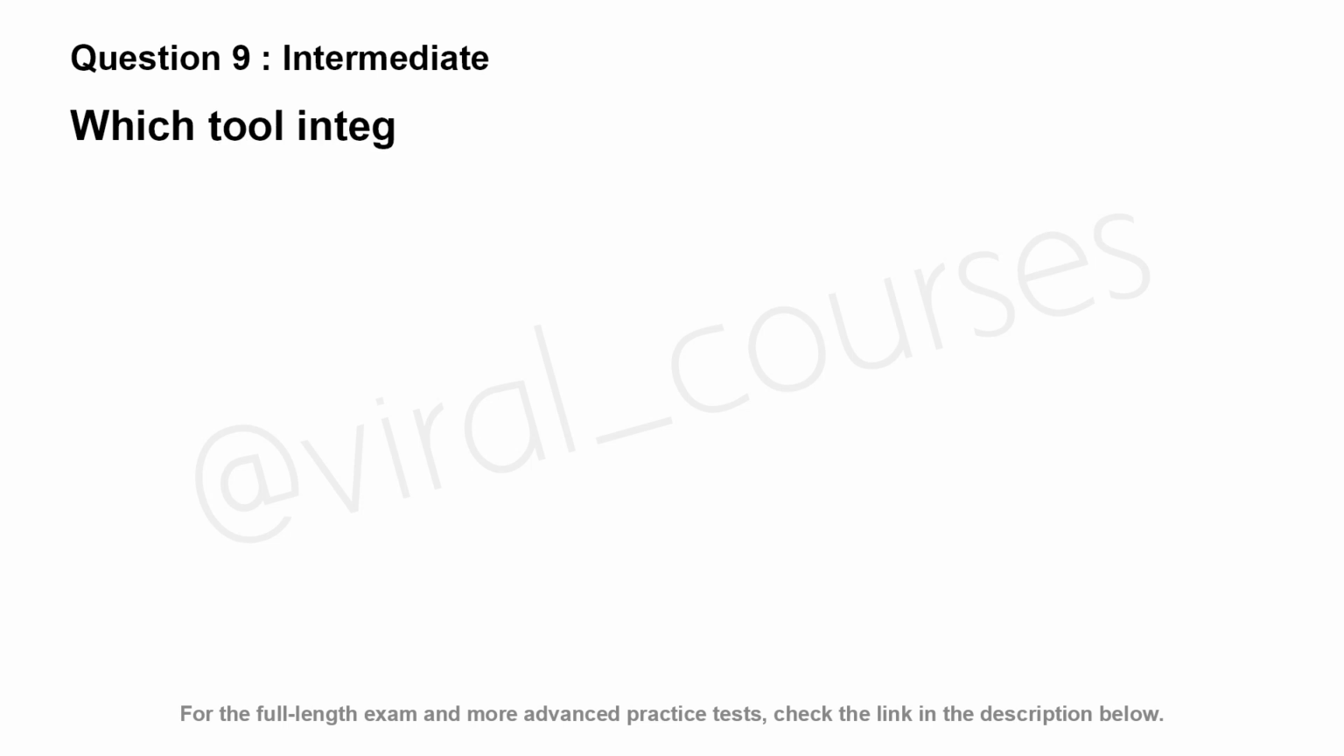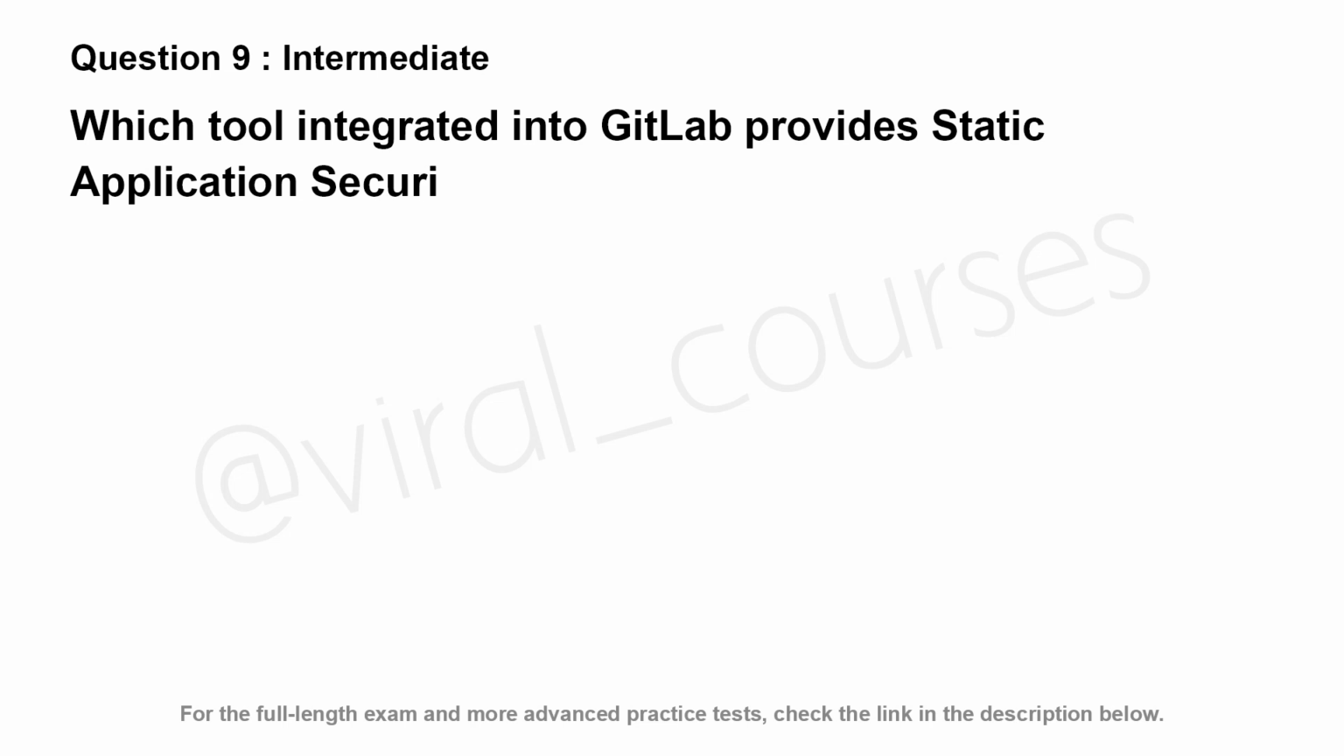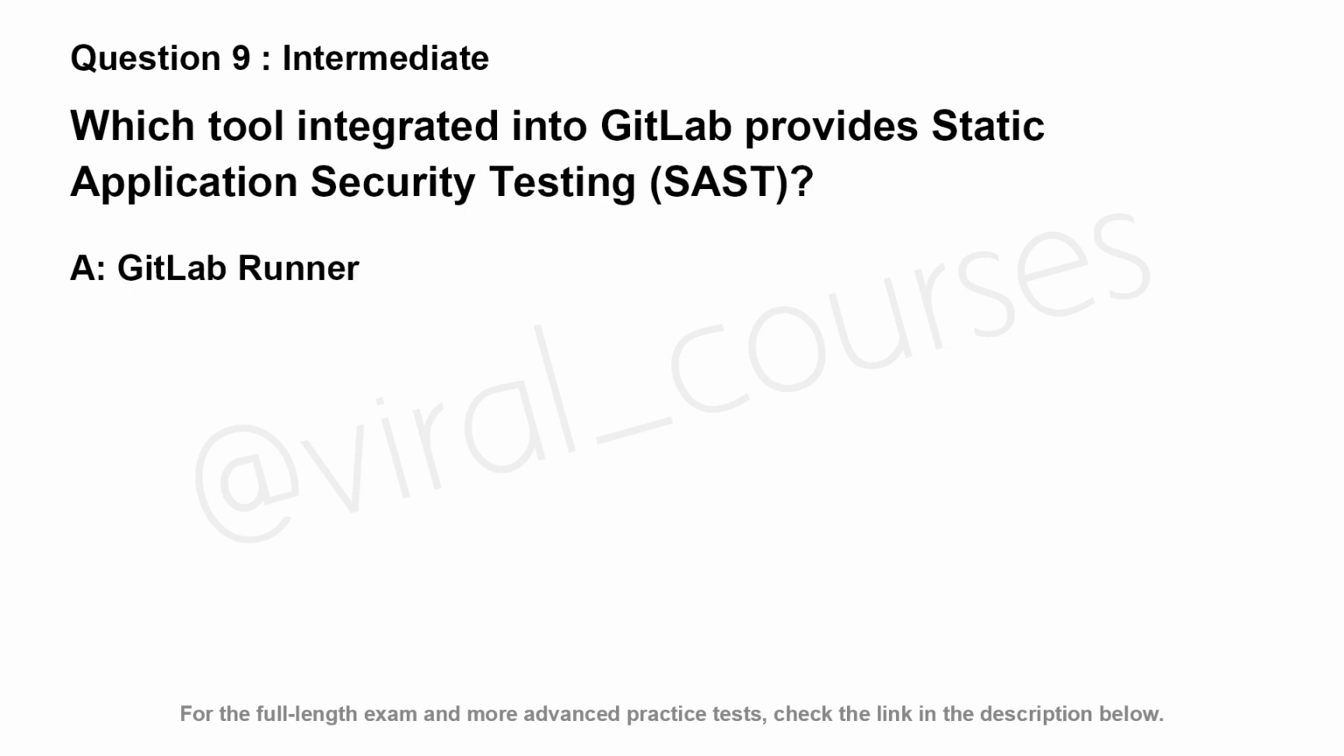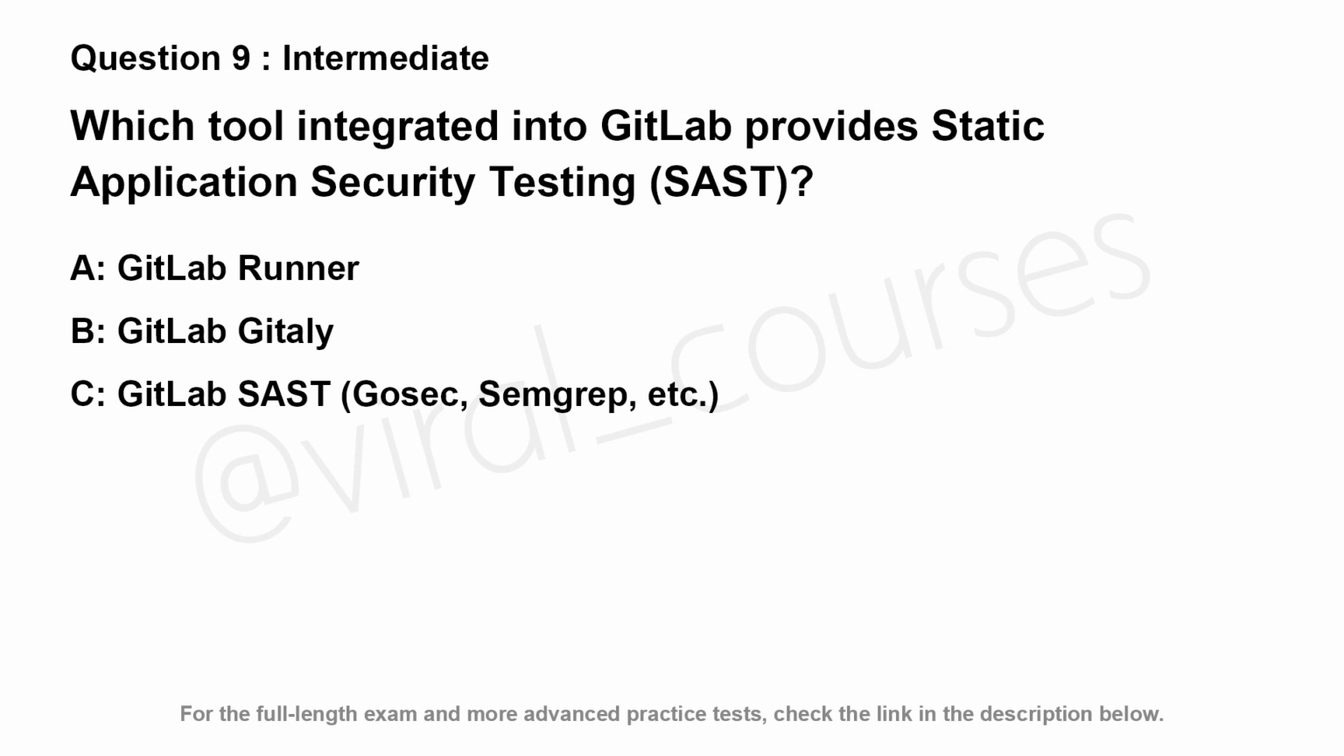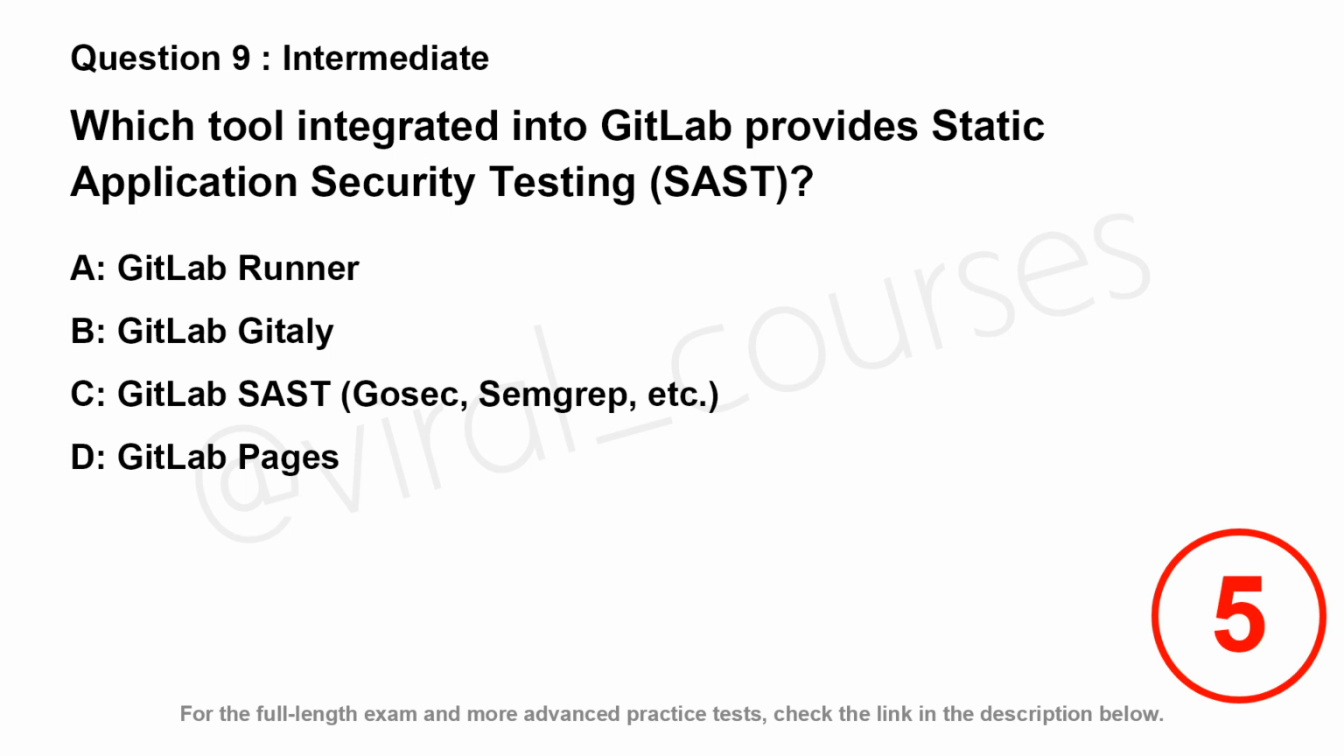Which tool integrated into GitLab provides static application security testing, SAST? Option A. GitLab Runner. Option B. GitLab Gitly. Option C. GitLab SAST, GoSec, SemGrep, etc. Option D. GitLab Pages.